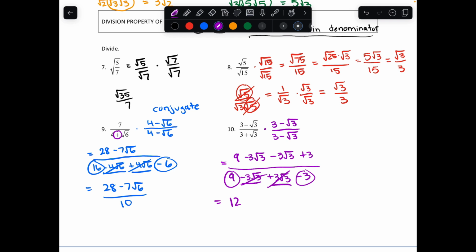So there's two of those. So it'll be minus 6 times the square root of 3. Then all of that is divided by 9 minus 3. 9 minus 3 is 6. Now both terms in the numerator are divisible by 6. So this becomes 2 minus the square root of 3. And that is our final answer.